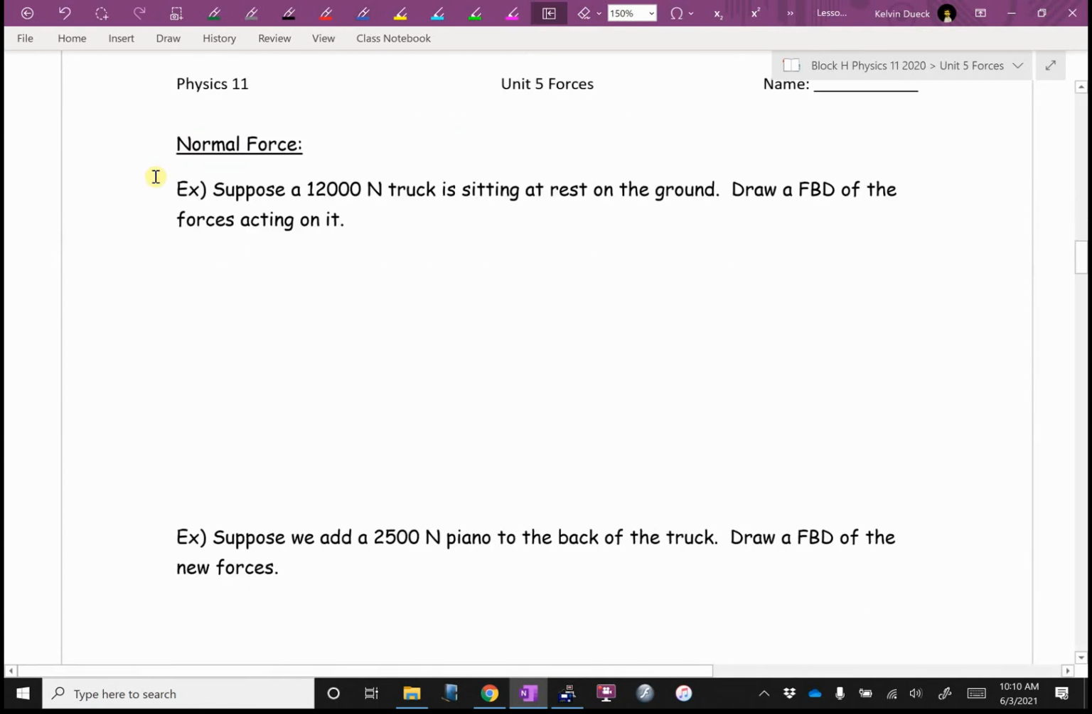The second force we want to talk about today is something that we call the normal force. Suppose a 12,000 Newton truck is sitting at rest on the ground. Draw a free body diagram of the forces acting on it. Okay, there's the truck. What are the forces acting on it? Get the obvious one.